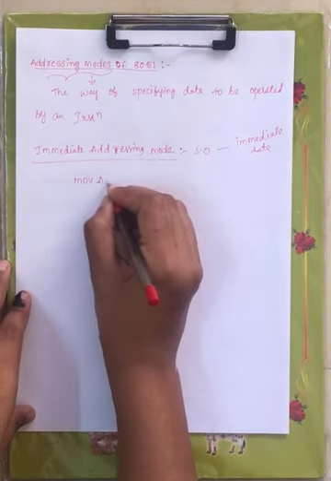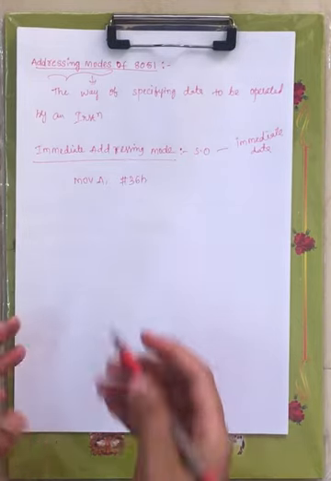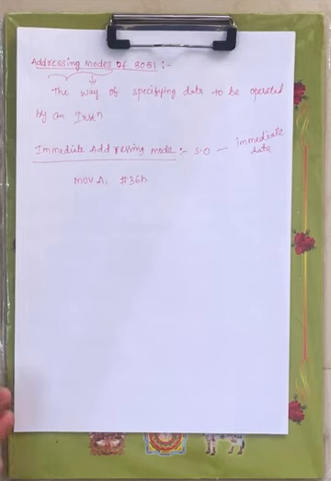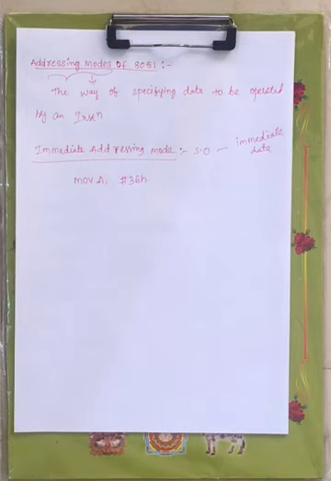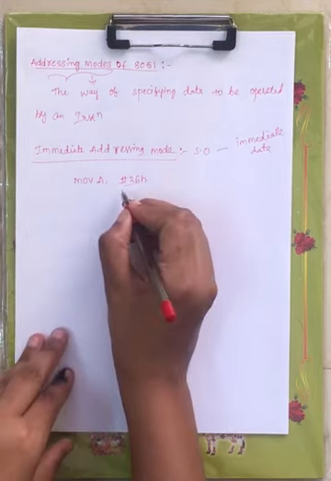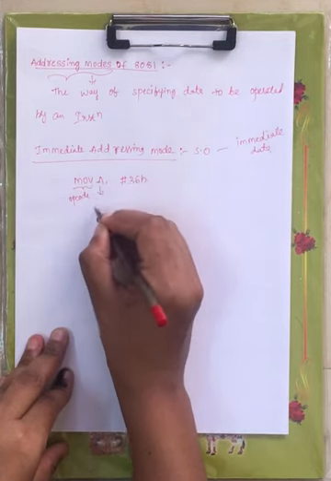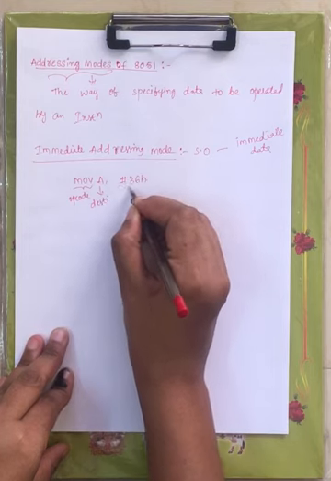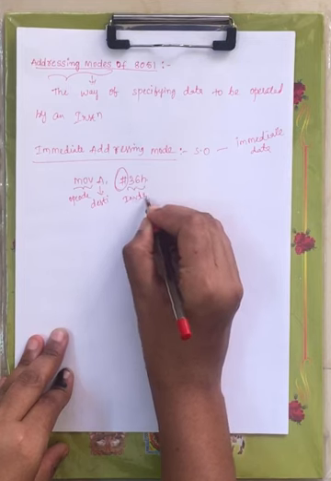MOV A, #36H, right? Now the move instruction, whether it is 8085 or 8051, both have the opcode as MOV. Now, MOV A, #36H: MOV is the opcode, A is the destination operand, and if you are representing a hash before this, that is nothing but immediate data, right?